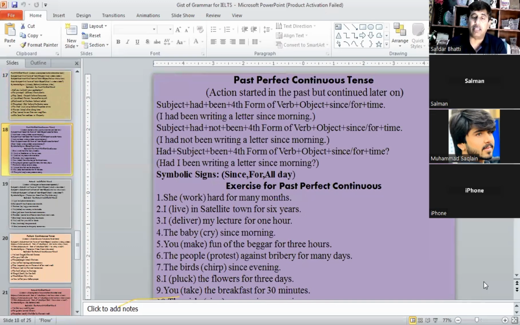Past perfect continuous tense, very important. Action started in the past but continued later on. Subject, had been, fourth form of verb, object, and since/for time. I had been writing a letter since morning. I had not been writing a letter since morning. Had I been writing a letter since morning? The symbolic signs are since, for, all day.